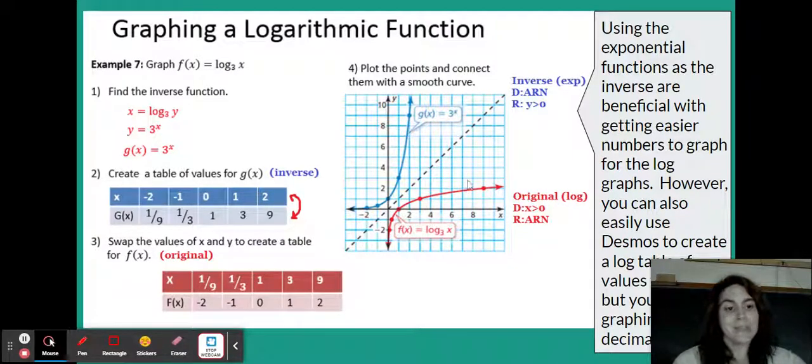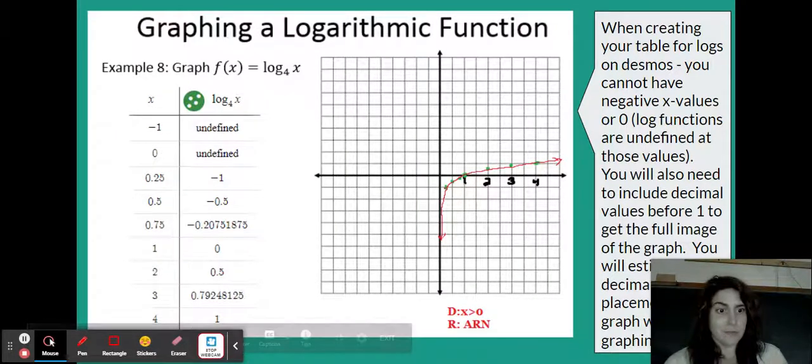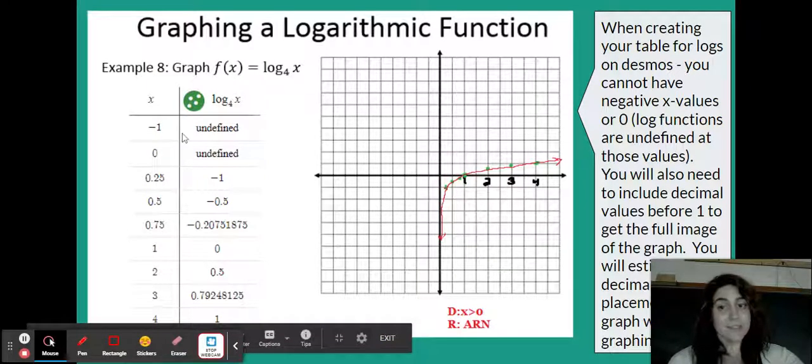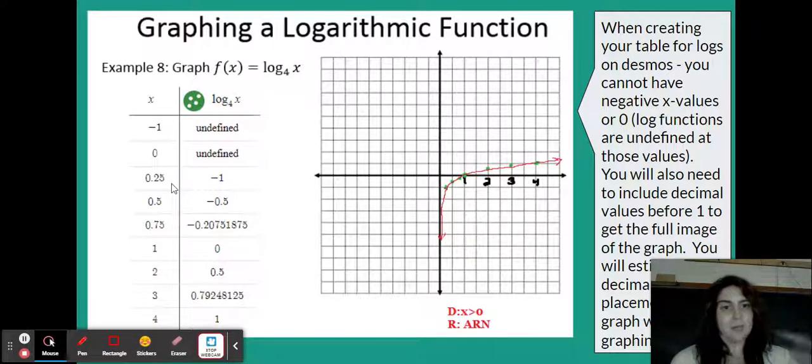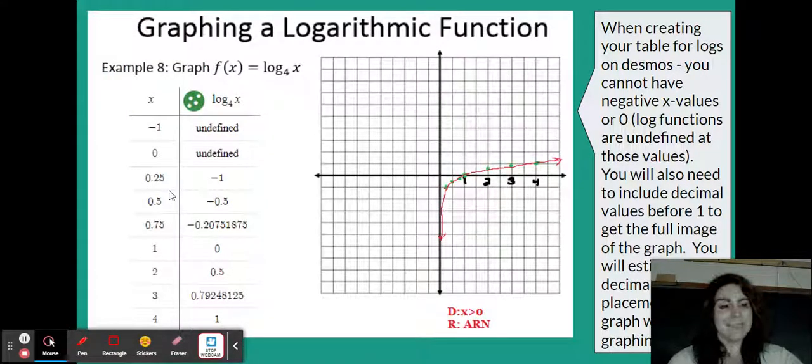Now, again, most of the time we're not going to do this. We're going to have access to our calculator. We're going to have Desmos to help us out. Okay. So with Desmos, you can't use negatives. Negatives and zeros are undefined in logs. You do want to have a couple of fractional or decimal smaller values, because otherwise if you start at 1, you've just lost a good chunk of your graph. So I would highly suggest making a graph kind of similar from a quarter all the way to 4.